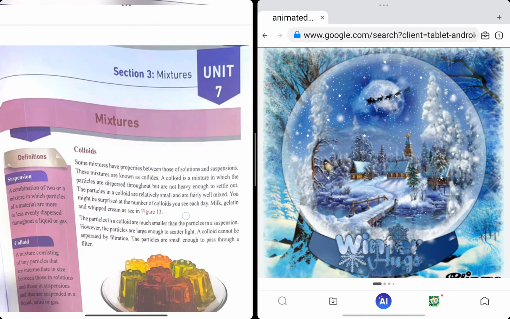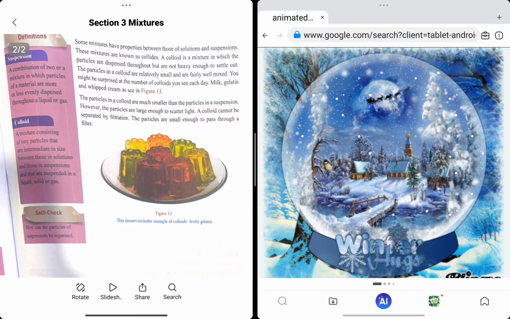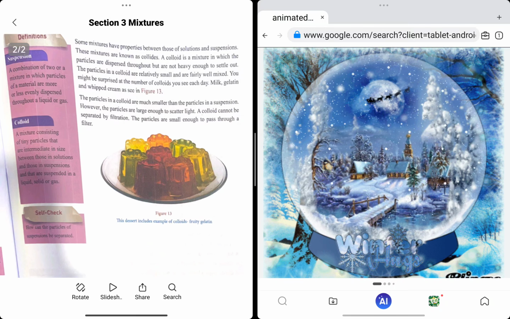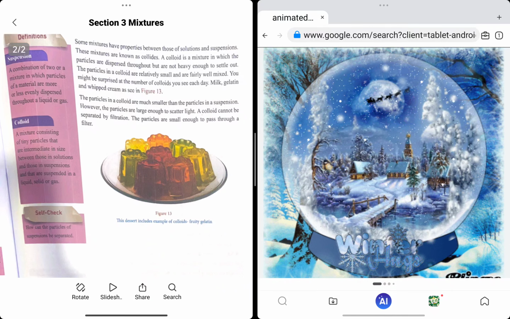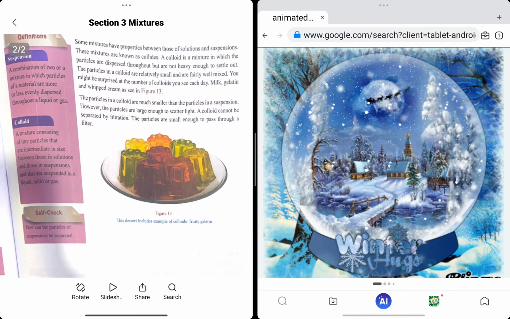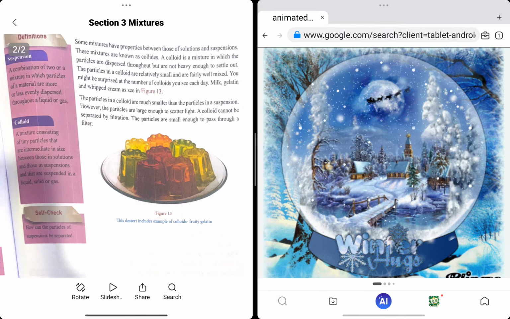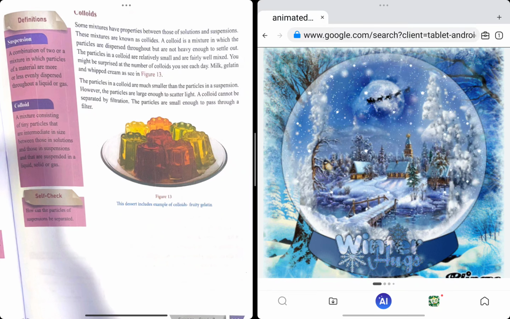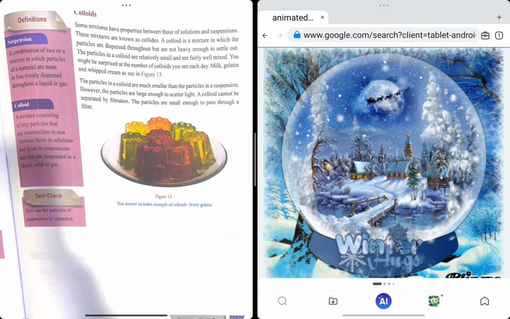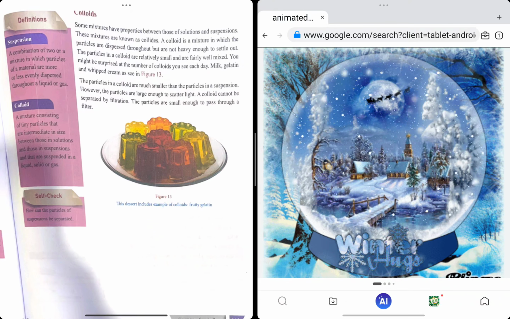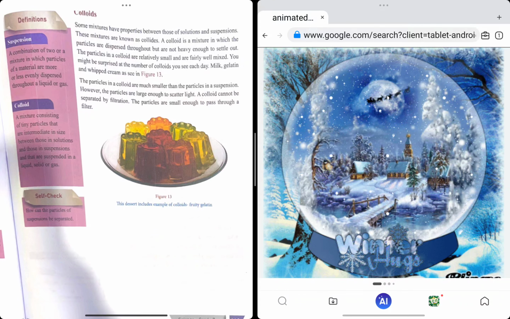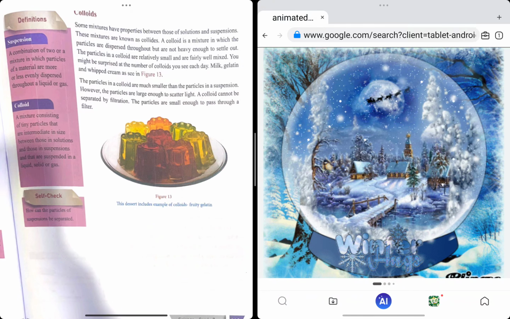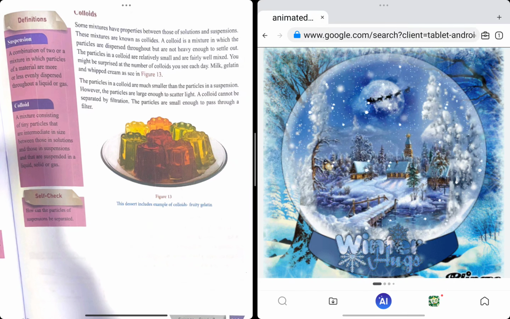Okay, now let's move to the colloids. As you can see here, like a jelly, for example. It's a mixture where the particles are smaller than in suspensions, and they are not heavy enough to settle out. So they remain like that. They don't change over time. This means the particles don't precipitate. This means the particles stay spread out in the mixture even if we leave it for a long time.